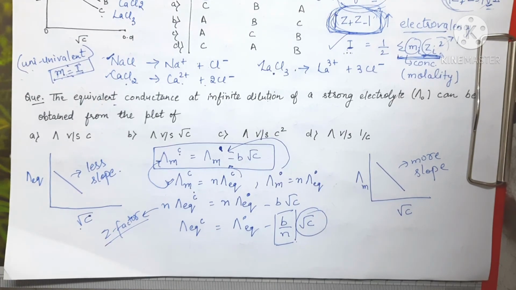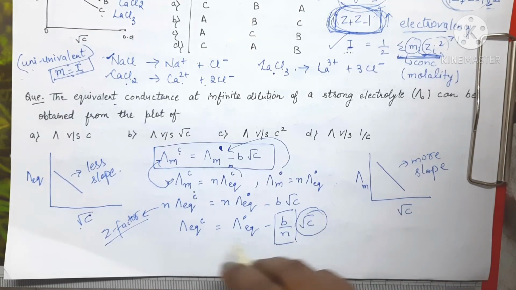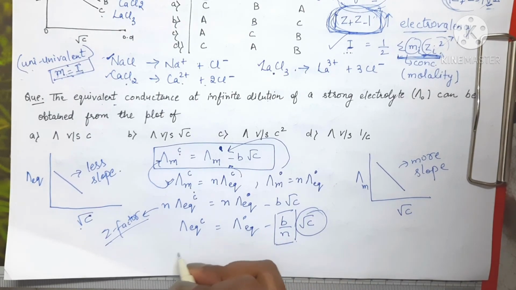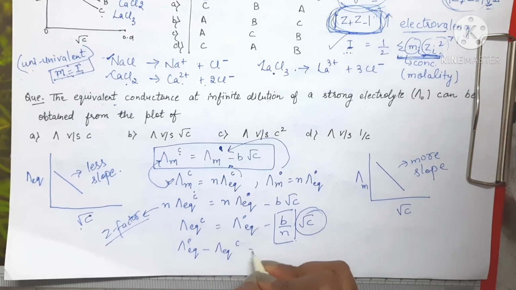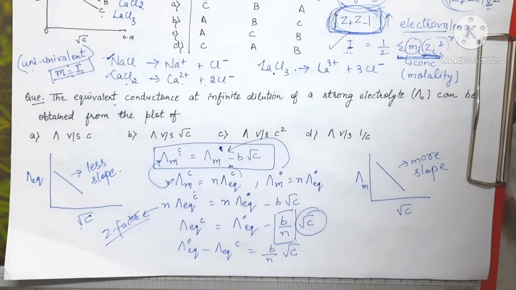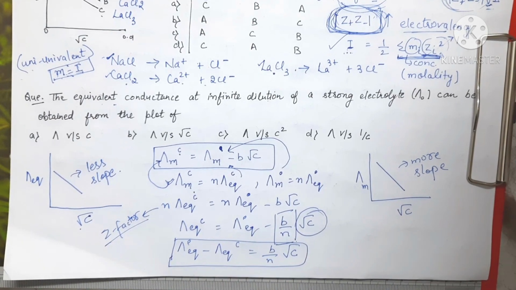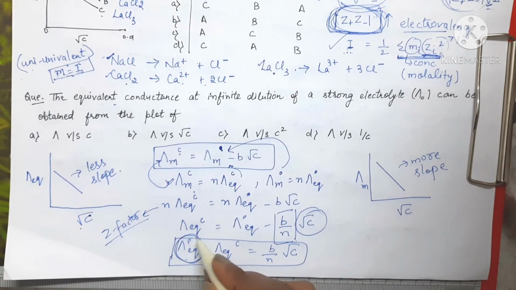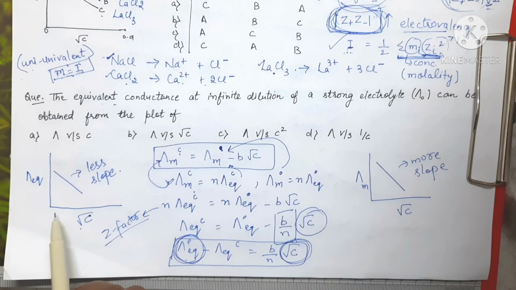Okay, so how I'm getting the relation between this lambda naught EQ and root C, that we can observe after some rearrangement. So now I'm going to do some rearrangement like this. Now after this rearrangement, you can easily see the relation between this lambda naught EQ and root of C, which will give this type of graph.